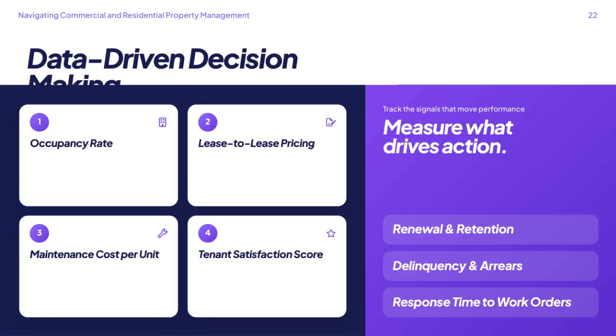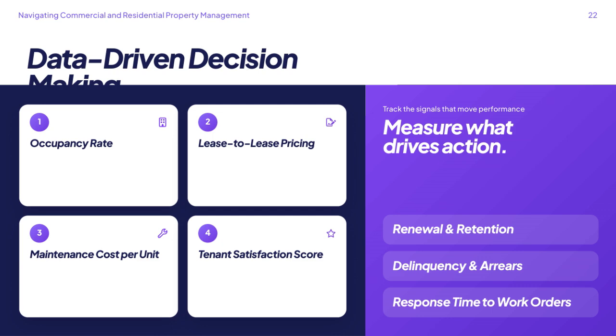When we talk about data-driven decision-making in property management, it's crucial to focus on the metrics that truly influence our outcomes. First, the occupancy rate gives us insight into how well we're filling our units, which directly impacts revenue. Then, lease-to-lease pricing helps us understand market positioning and optimize rental income. Maintenance cost per unit is another key metric, showing how efficiently we're managing property upkeep without overspending. Tenant satisfaction score reflects how well we're meeting residents' expectations, which ties into renewal and retention rates.